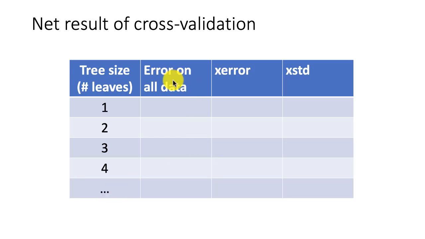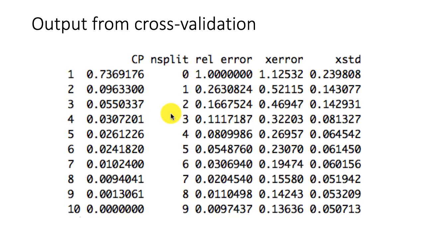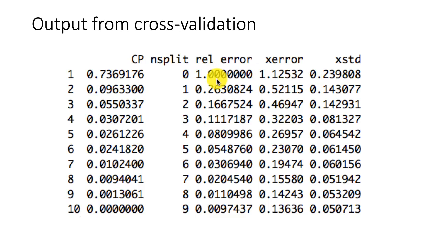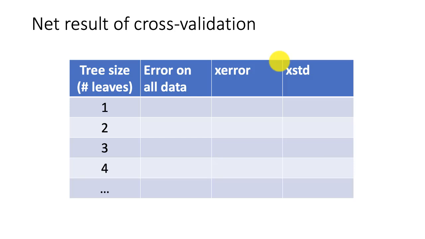Okay, so this is going to be the error on all the data. And then this is the cross-validation error and the cross-validation standard deviation. So this is what is called the CP table that the system generates. And of course, what you're looking for is the point where you've got the minimum cross-validation error. Remember, the cross-validation error was calculated on data which was not used to build the tree, right?